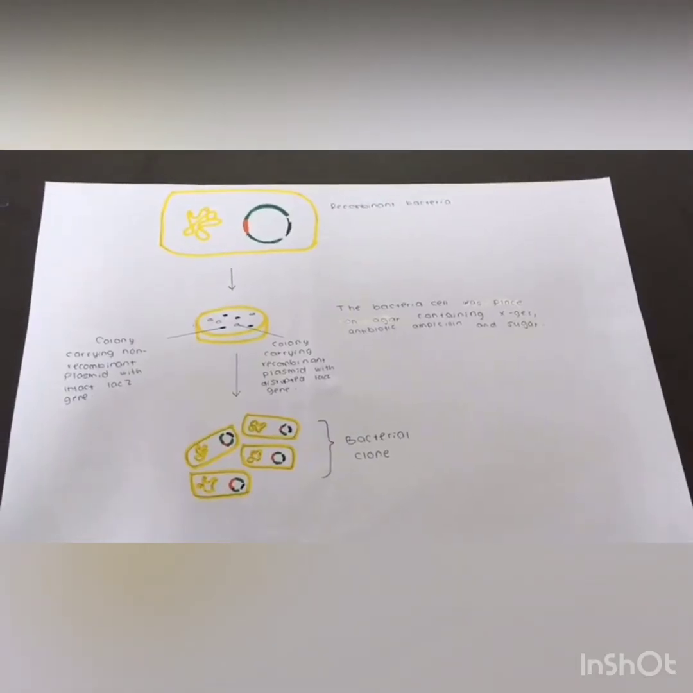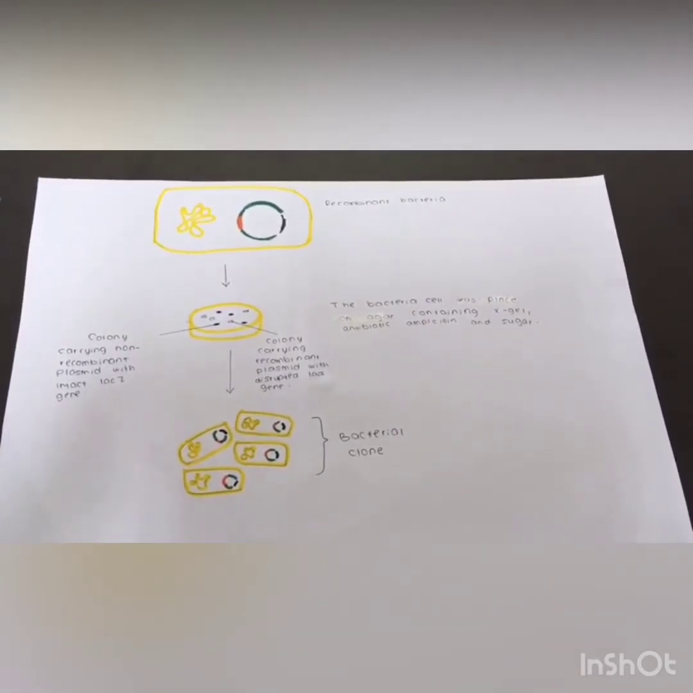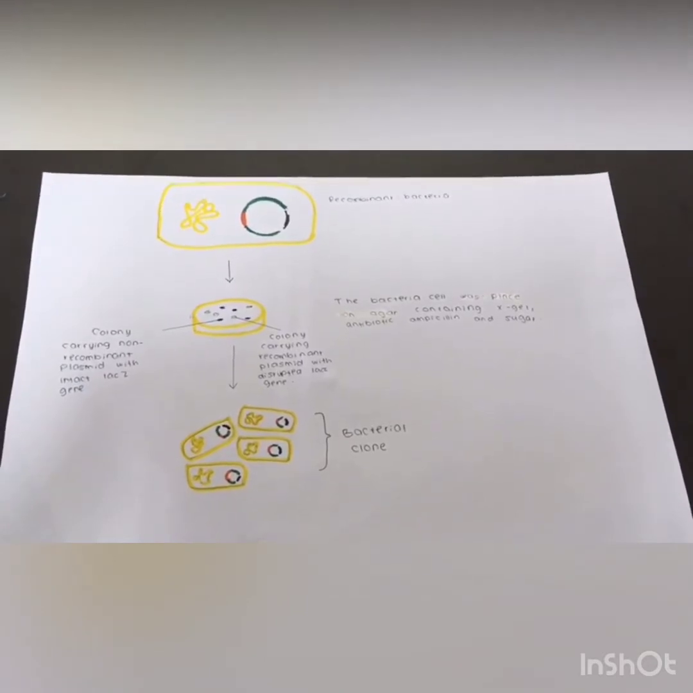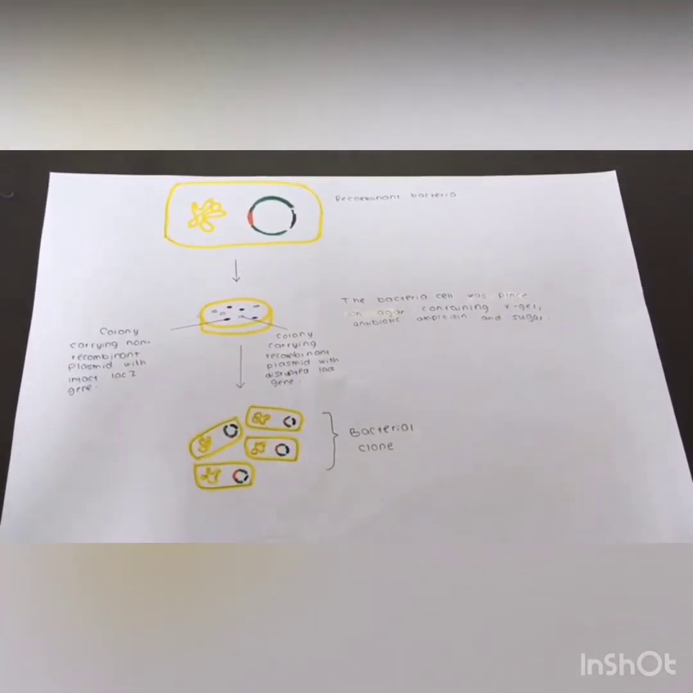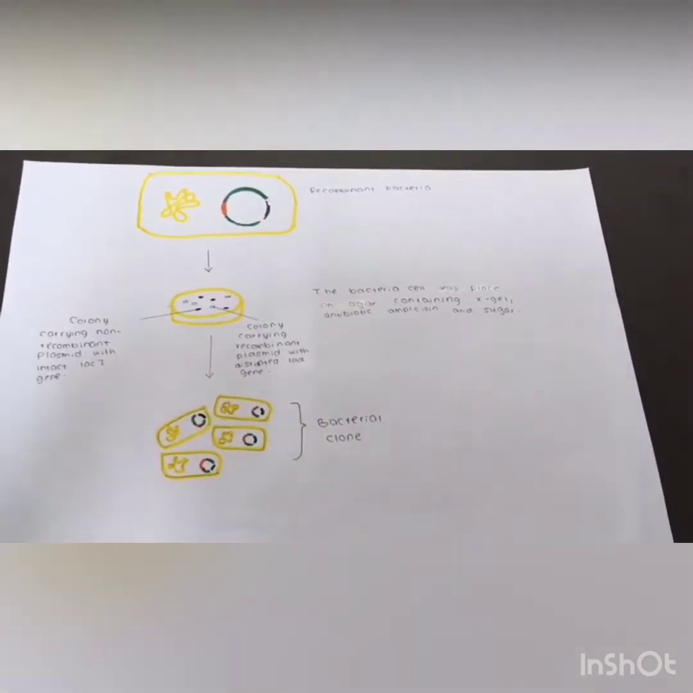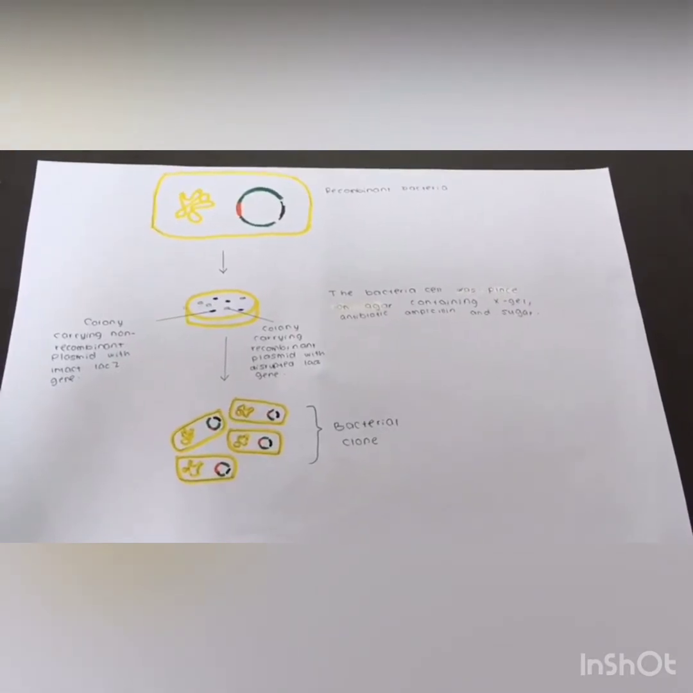Fourth is transformation. The recombinant DNA is then inserted into the bacteria through the transformation process. The bacteria will be plated on agar containing the antibiotic ampicillin and the sugar X-gal. It is incubated until colonies grow. Finally, screening. Blue-white screening is done to identify the bacteria clone containing recombinant DNA.